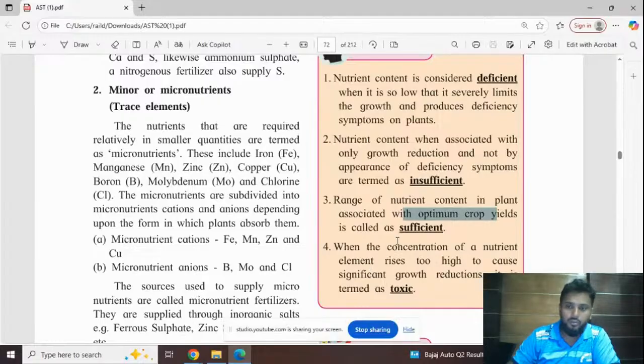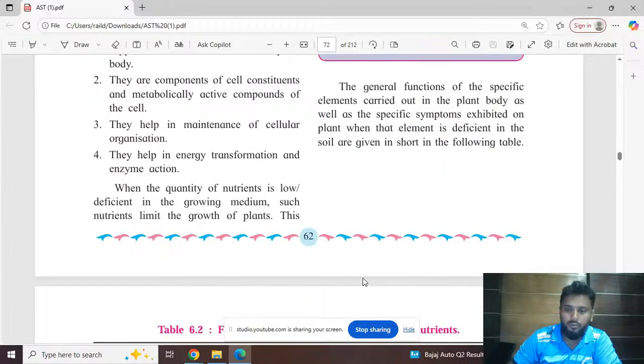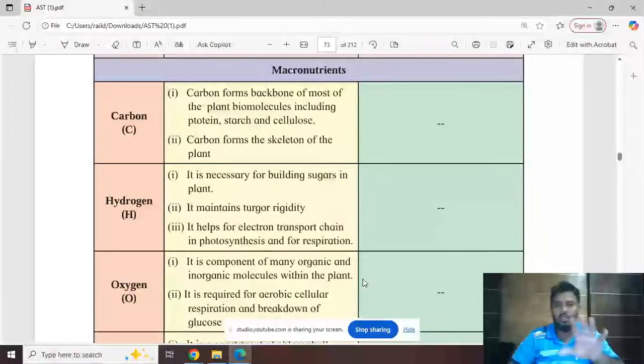Okay, so these were the four terminologies regarding the nutrients present in the soil or nutrients applied to the soil. Now we'll see the functions and deficiency symptoms of different kinds of nutrients. Total 16 nutrients are there.